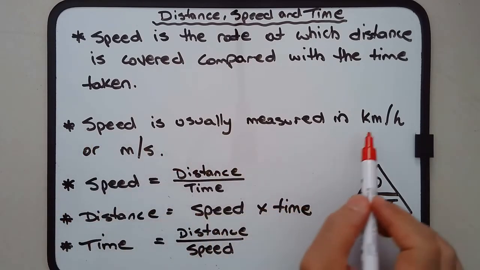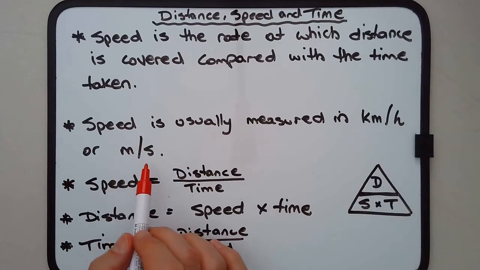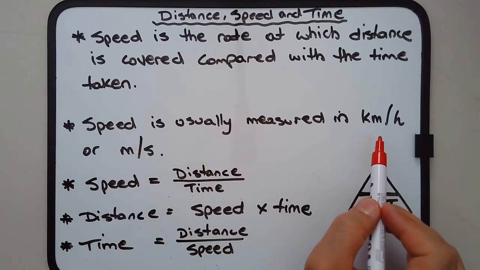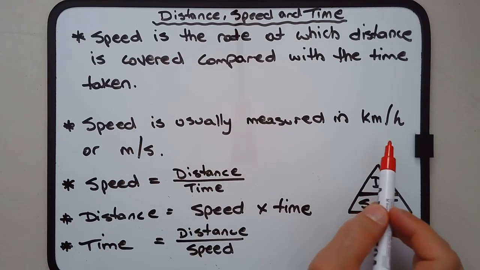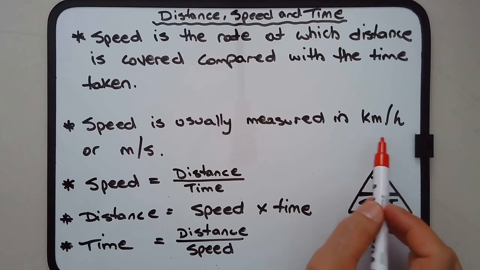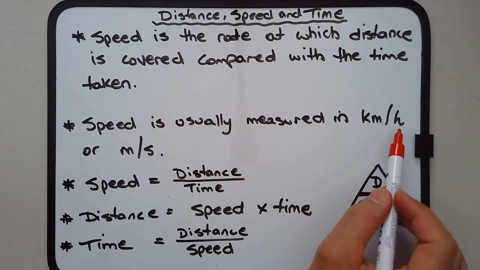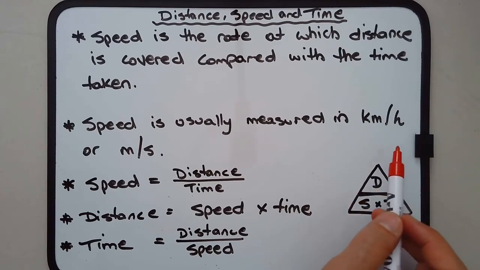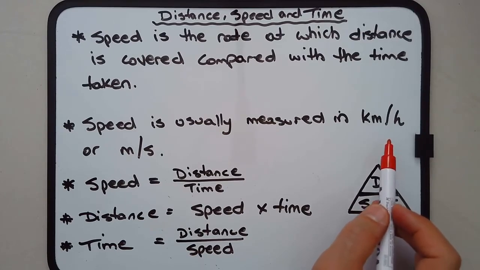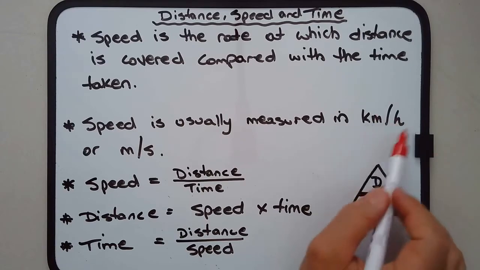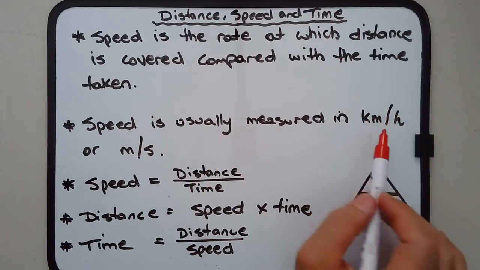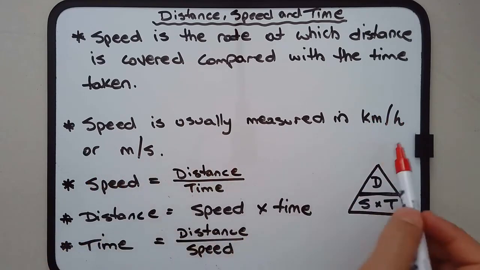Speed is usually measured in kilometers per hour or in meters per second. Kilometers per hour tends to be the more common rate of distance compared to time that's used in everyday life. So, for example, the speed of cars, the speed of aircraft. Just generally speaking, this is what I think more people understand, especially in everyday life.